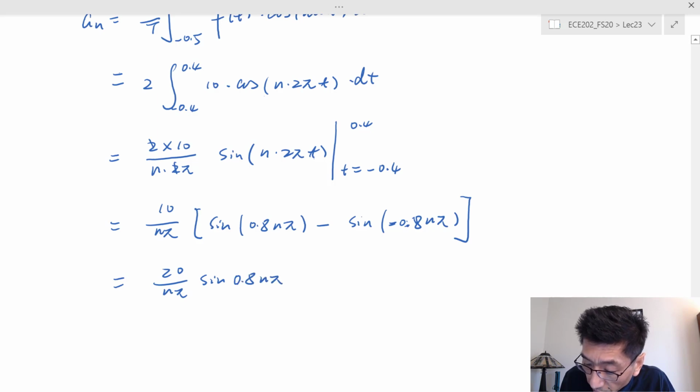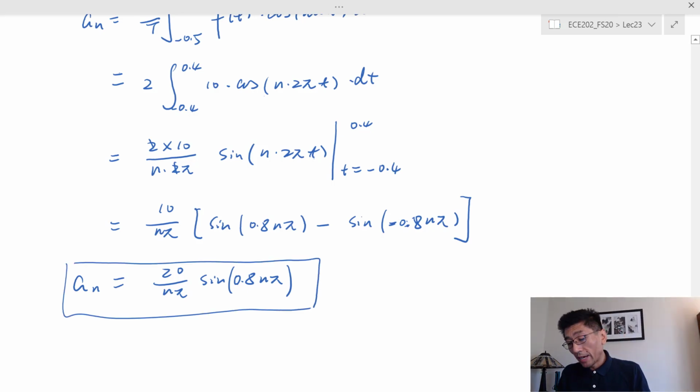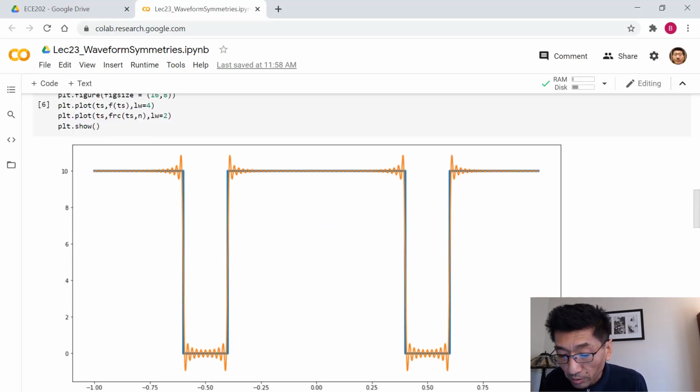So this is the function. This is a Fourier coefficient. We only need a0 and a sub n. So these are the answers for the Fourier coefficients. Let's see if the answer is correct. So what I do is I will go to Python and we reconstruct the waveform.